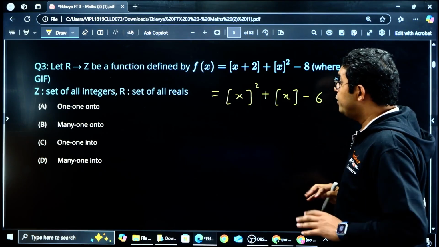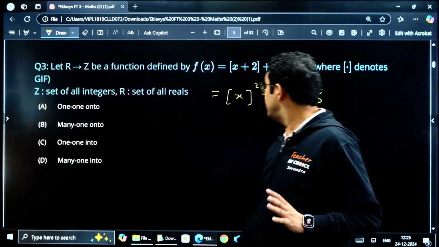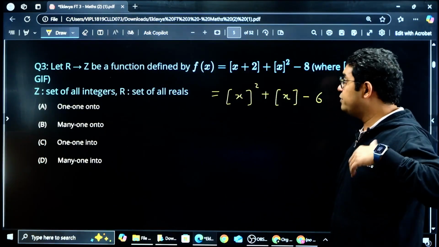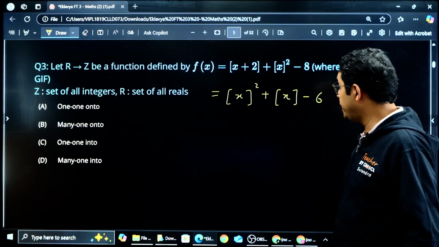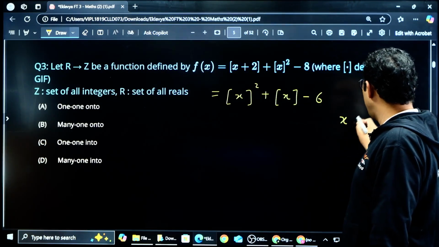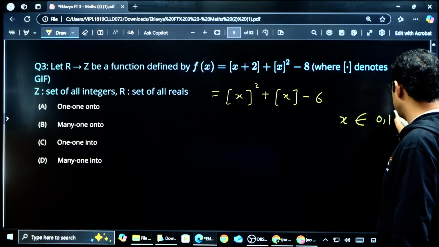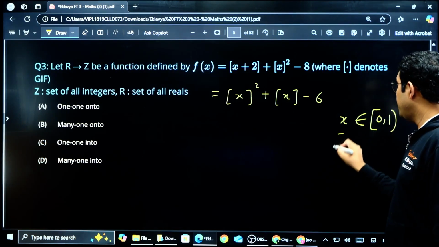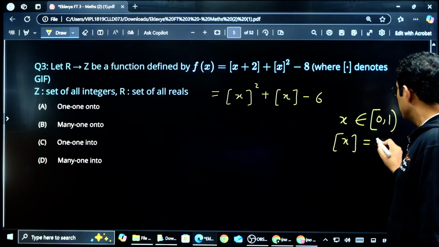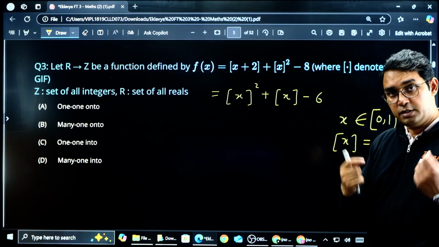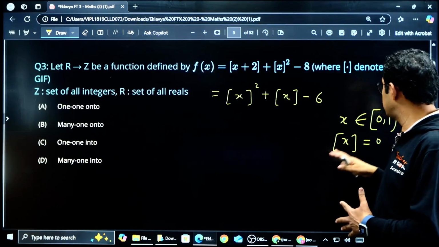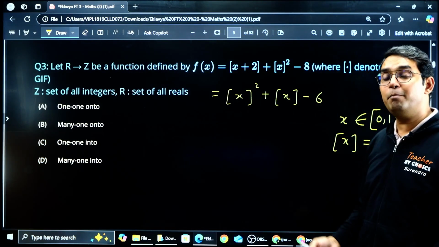Now please see, we have to check whether this function is one-one or many-one. So the first thing is very obvious, that it is not one-one. Why? Because if you put x between any two integers, maybe 0 to 1, then the greatest integer function takes just one value, that is 0. So the function will be taking just one value for all x lying between 0 and 1. So it has to be many-one.